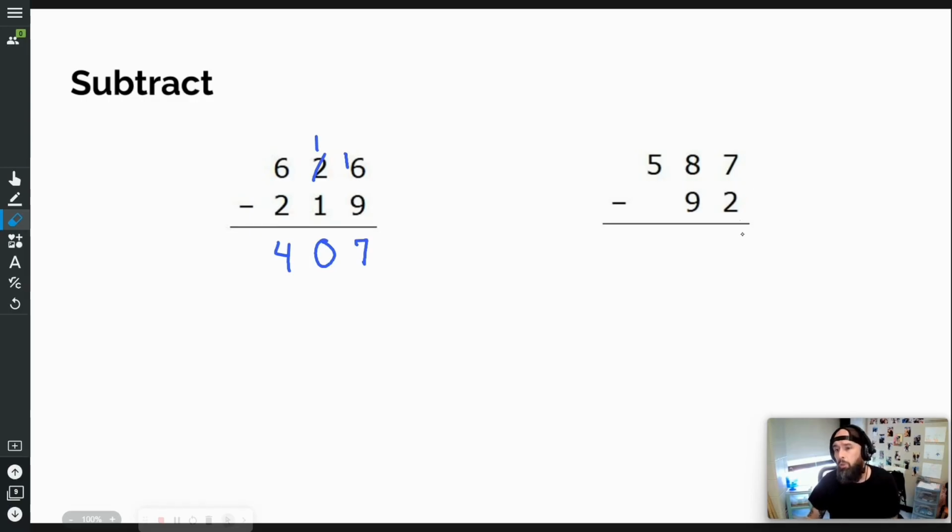7 minus 2 is 5. 8 minus 9 can't do it. Let's borrow 1 from 5, make it 4. 18 minus 9 is 9, and 4 minus nothing is 4.